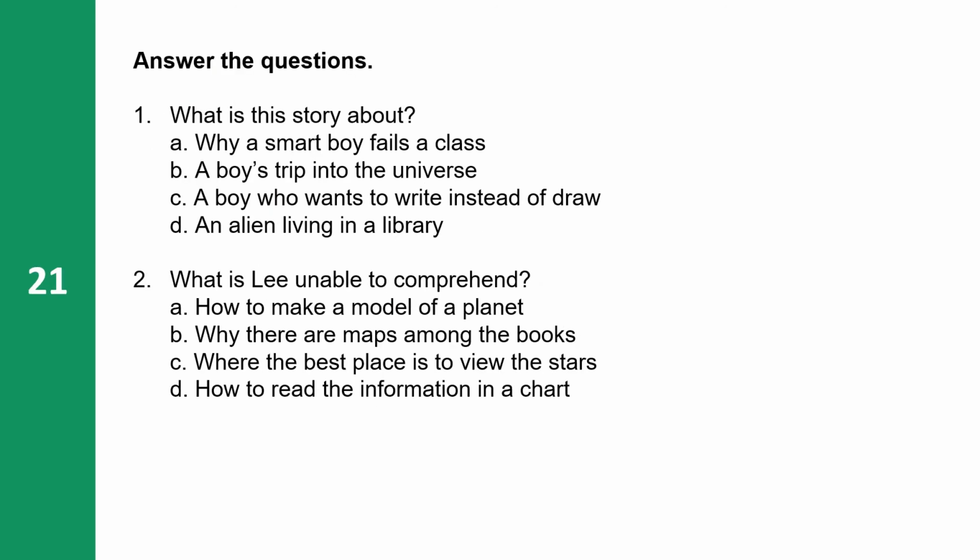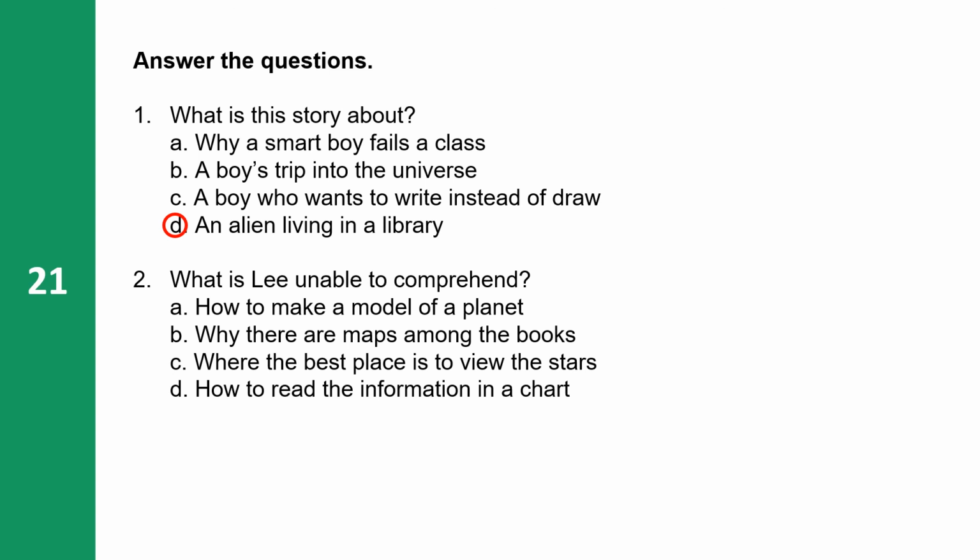Okay, we just read the story, and now let's answer the questions. Number 1, what is this story about? A, why a small boy fails a class. B, a boy's trip into the universe. C, a boy who wants to write instead of draw. D, an alien living in a library. Okay, the answer will be D, an alien living in the library.